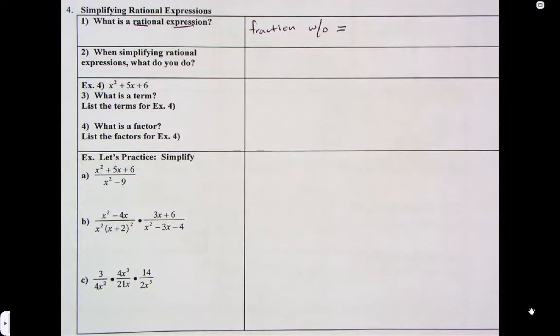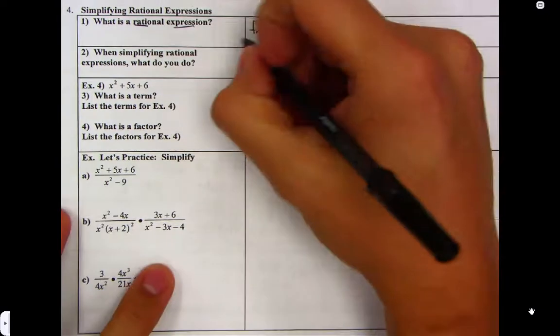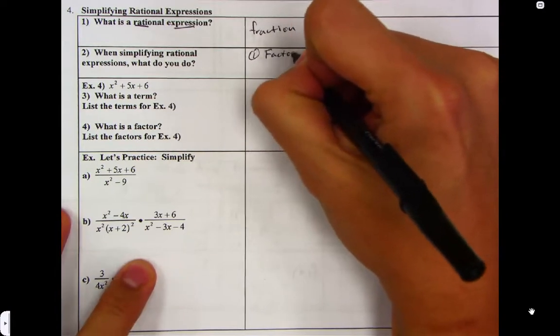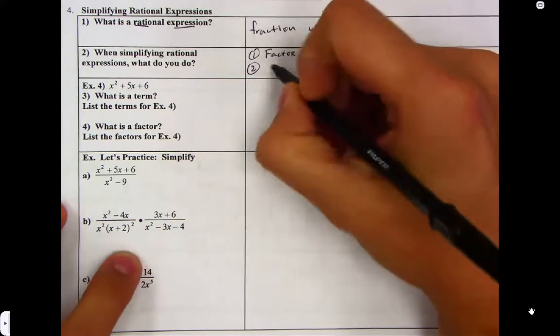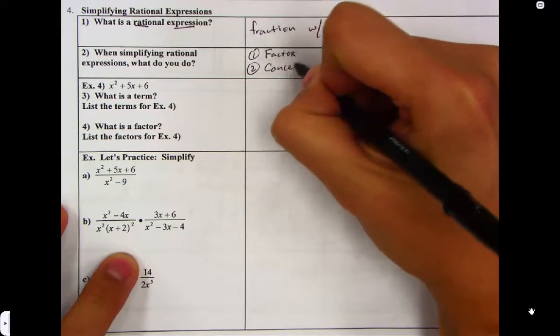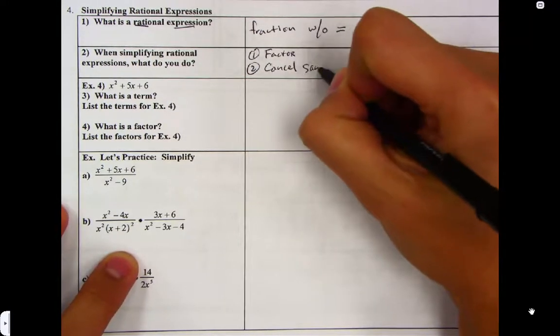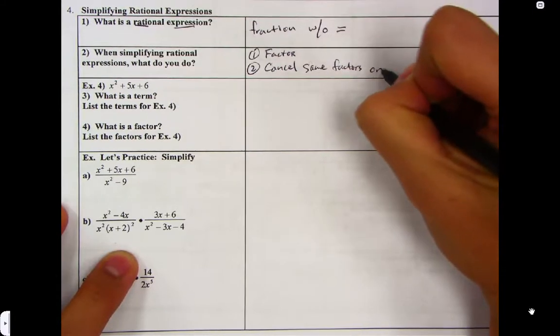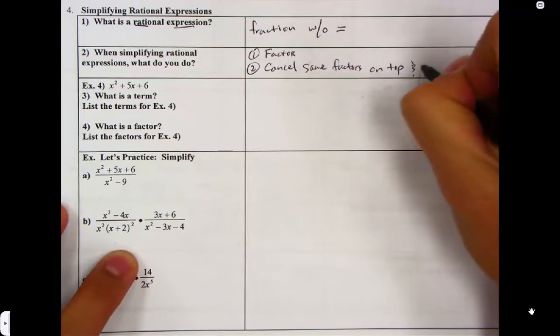When simplifying rational expressions, what do we do? Well, the first step is to factor, and then the second step is to cancel same factors on top and bottom.